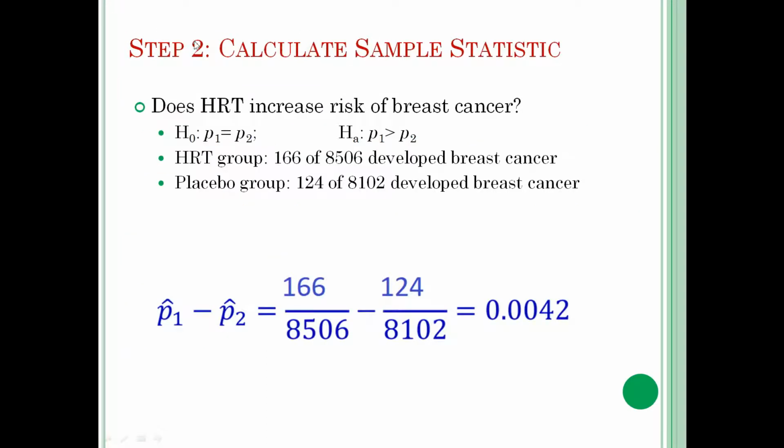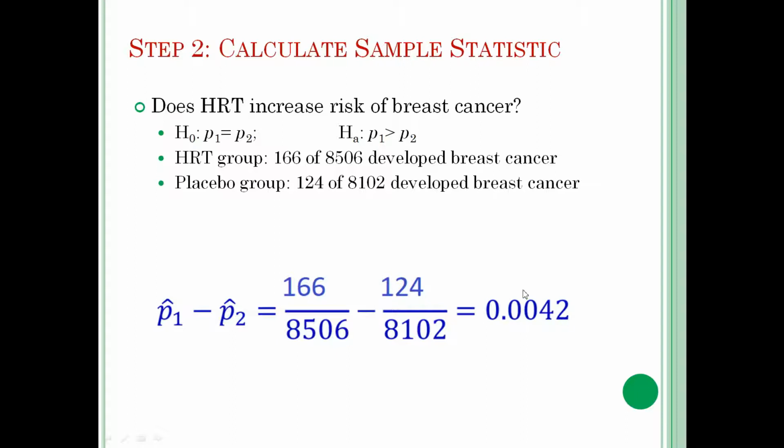Step 2 is calculating the sample statistic, and for us we had a difference in proportions, right? So in our sample, here you have P1 representing women who got breast cancer out of all the women who took the HRT. And here you have the women who got breast cancer out of all the women who did not take the HRT. So the difference in proportions, our sample statistic, is 0.0042.